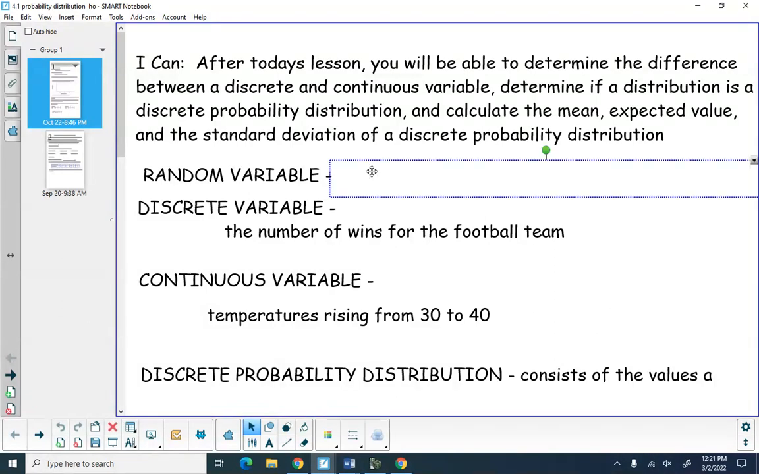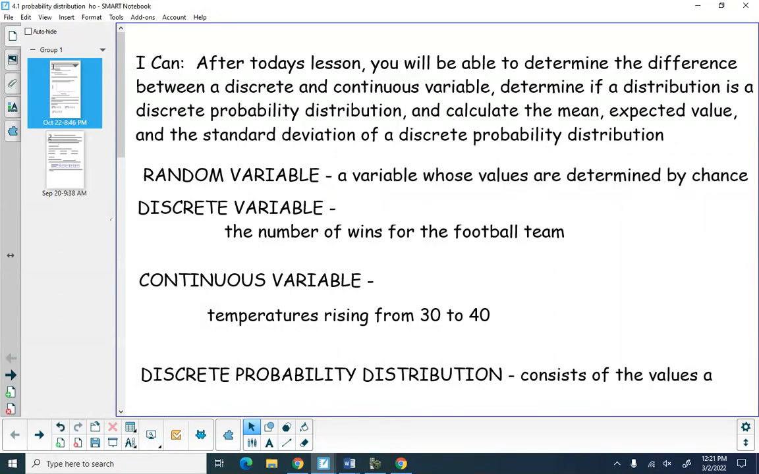We have a random variable. When you talk about a random variable, it's a variable whose value is determined by chance. Rolling a die, pulling a card off a deck of cards. These are variables that are just determined by chance.